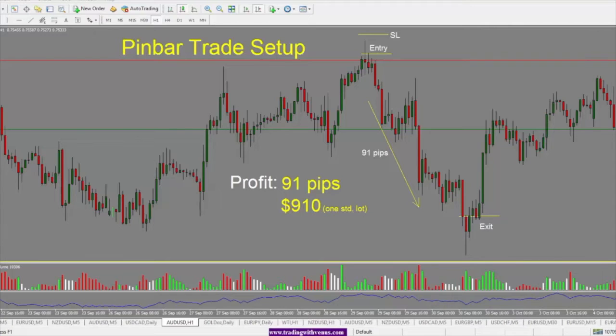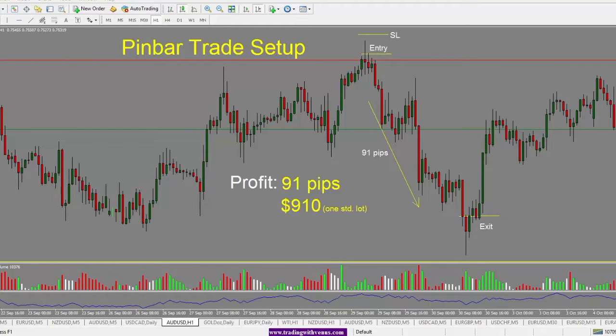We're looking at an Aussie US dollar 1 hour chart, and this is our pin bar trade setup. As you can see, price is moving up, and this is a bearish pin bar. Once we get into our R1 level, this is our support and resistance level, and if you trade pivot points, this is your R1 level. As you can see, price puts a pin bar for us over here, and as soon as the pin bar closes, we can place an entry on a bit of a pullback.